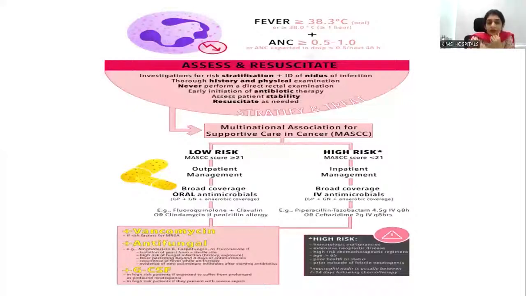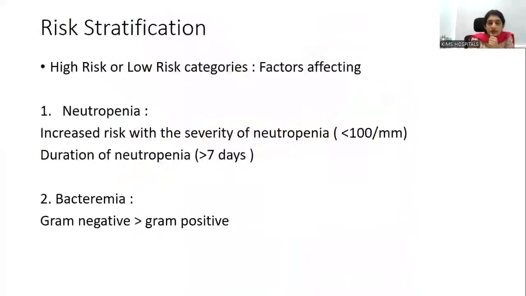High-risk MASCC score is less than 21, in-patient management. Broad coverage of IV antimicrobials, gram-positive, gram-negative, and anaerobic coverage. So at that time, we can give piperacillin-tazobactam, or ceftazidime, based on institutions. Each institution has their own febrile neutropenia protocol. And so the high-risk things, like I've discussed, are hematological malignancies, extended neoplastic disease, high-risk chemotherapy regimens, poor health status, prior episode of febrile neutropenia. All these become high-risk status.